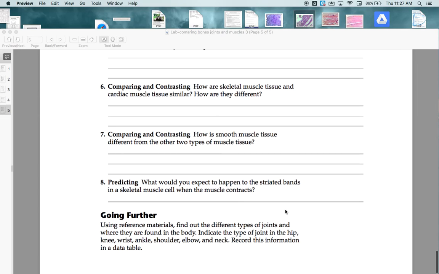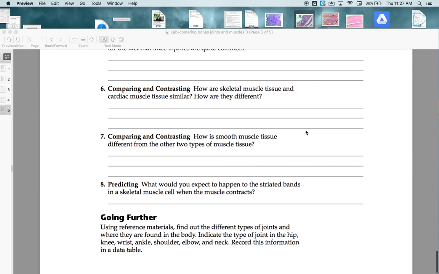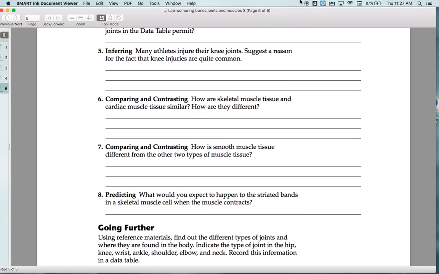All right, so hopefully you should be able to fill the rest of this out now, thinking about how your bones, joints, and muscles work together, and message me with any other questions you have.